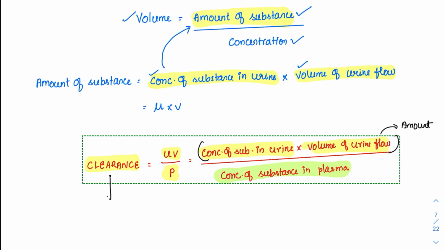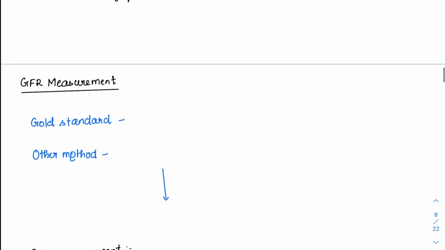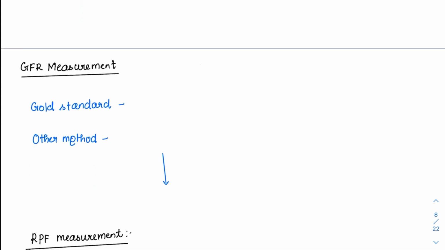And if the substance is only filtered, then what will it give me? This clearance formula will give me the GFR, because if a substance is only filtered, neither reabsorbed nor secreted, then that is GFR, because only filtration is happening and I am measuring it. That is the GFR.